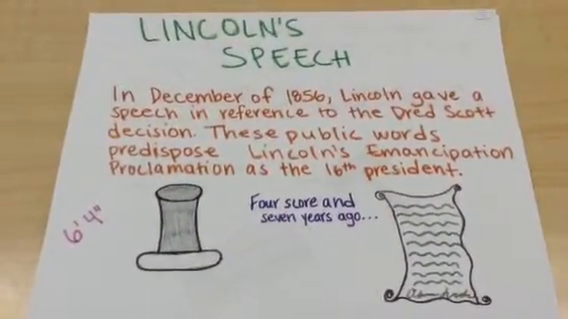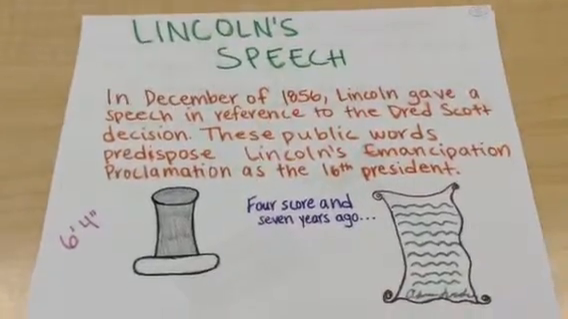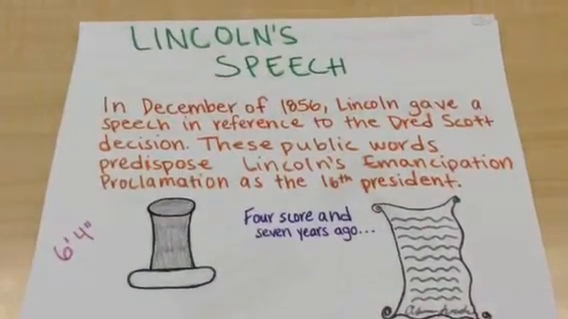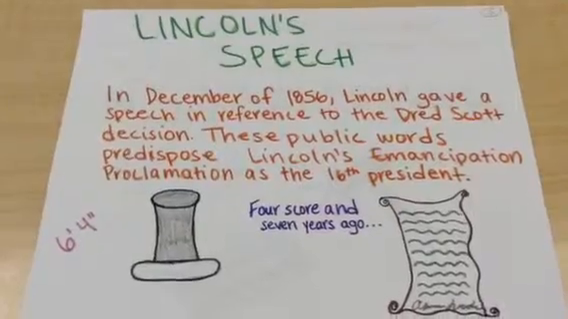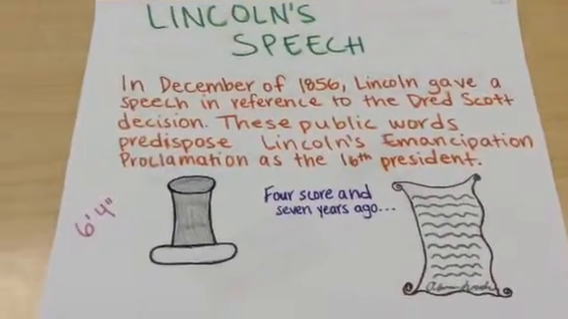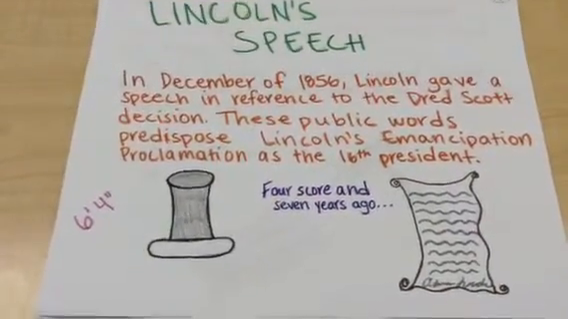In December of 1856, Abraham Lincoln gave a speech foreshadowing the Emancipation Proclamation. His speech was in reference to the Dred Scott decision.